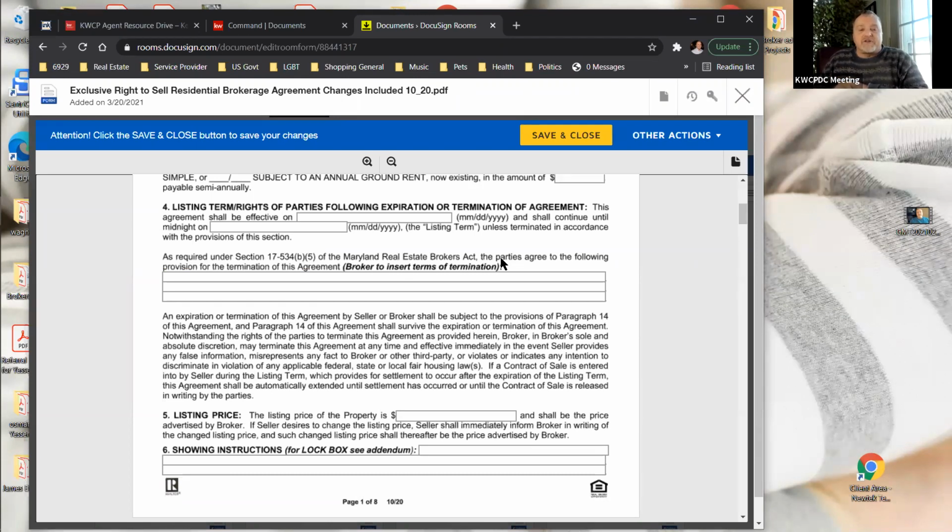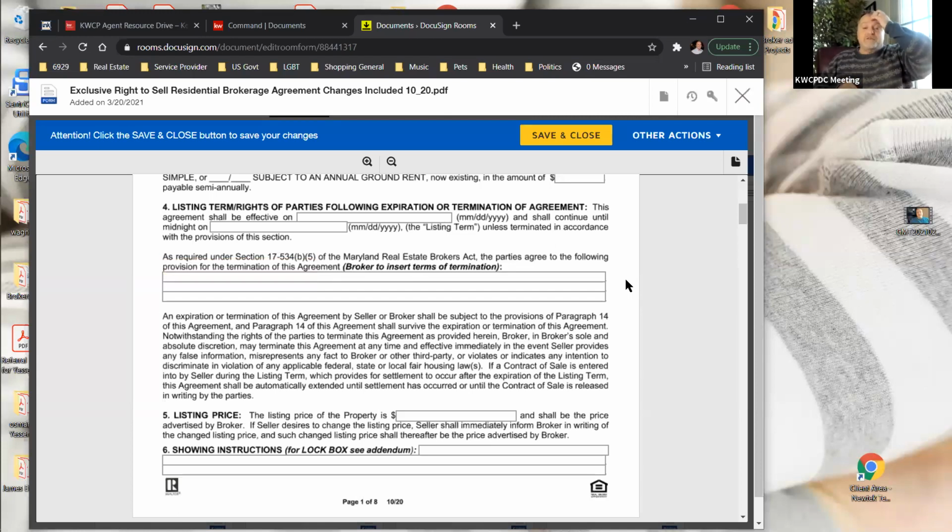It's there as a reference so that you, and the clients, can Google that particular section 17-534B5 in the Maryland Real Estate Brokers Act and find out what the governing law is that dictates the terms. So don't be afraid of those references. Utilize and read those, and make sure you understand what we're talking about and the purpose of the reference to the law. There are some provisions offered in that law, and the parties agree to the following provisions for termination of this agreement.